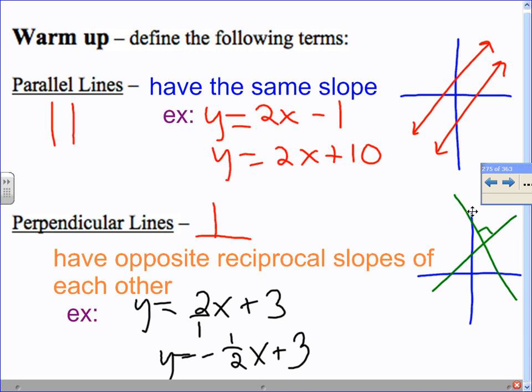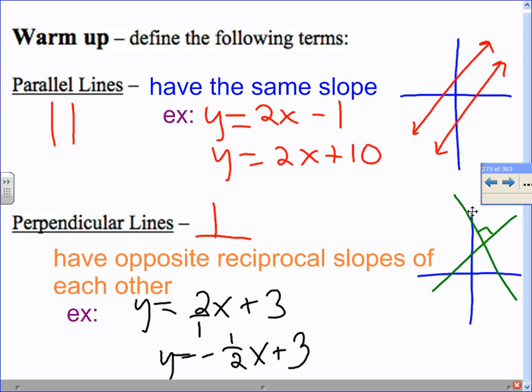Anyone want to explain? Doug? Okay, that's the reciprocal part. Why the opposite part? Tell me why. That doesn't help anyone that doesn't know what opposite is. Why are they opposite, Doug? Okay, opposite means one's positive, one's negative. Don't just say they're opposites. If someone asks you, opposite reciprocal: flip it, change the sign.